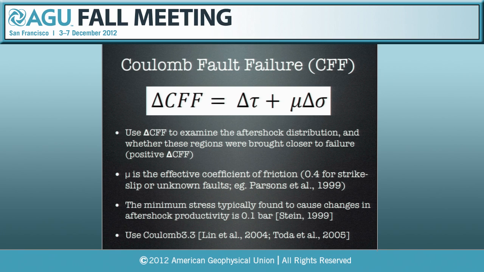The minimum stress typically found to cause changes in aftershock productivity is approximately 0.1 bar, and that work has been done by Reasenberg in 1999. And so what I'll be showing in my subsequent plots is a stress change from -1 to 1 bar. And so hopefully that can help us illuminate whether triggering is the culprit. And then finally, I'm using the Coulomb 3.3 software to make all of my maps.